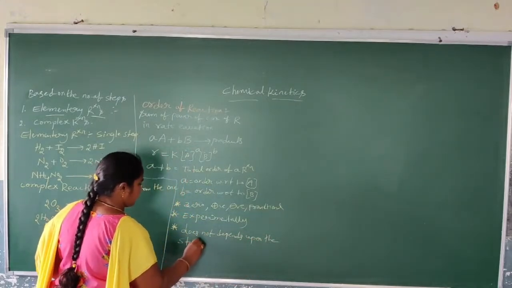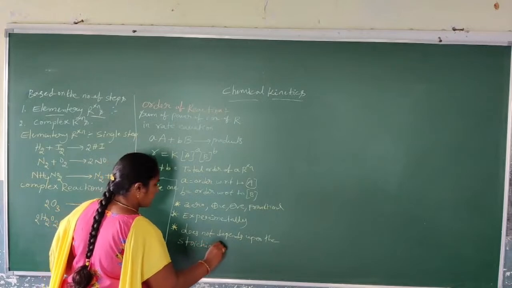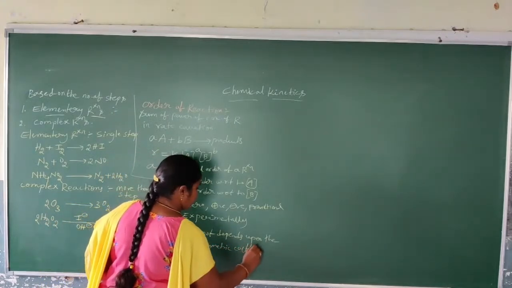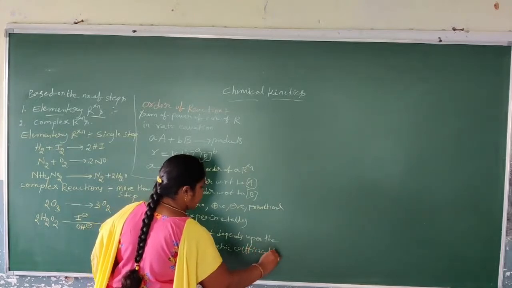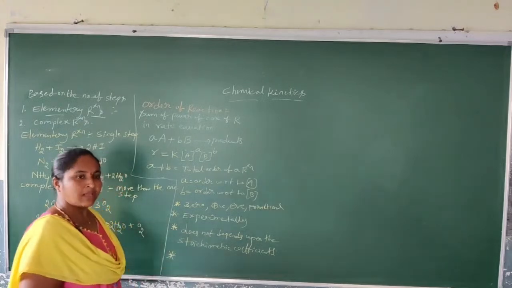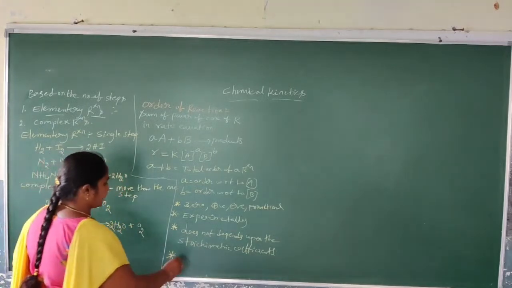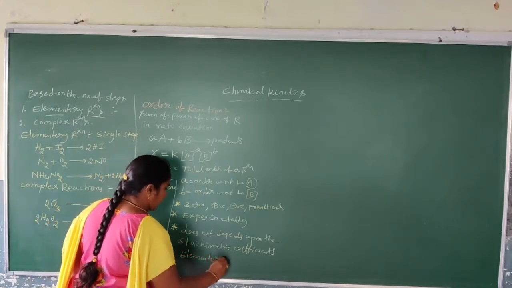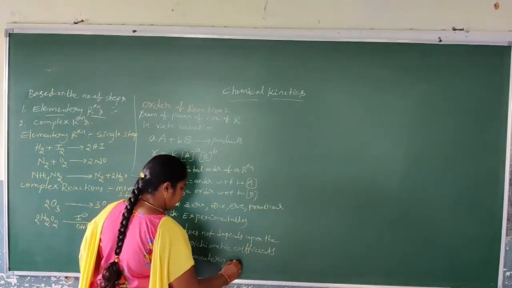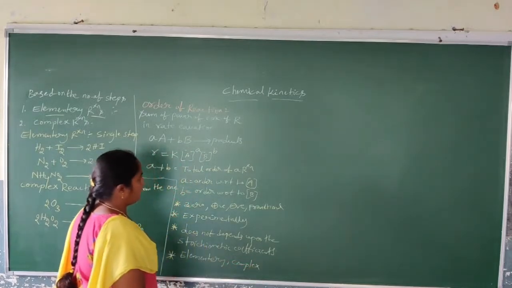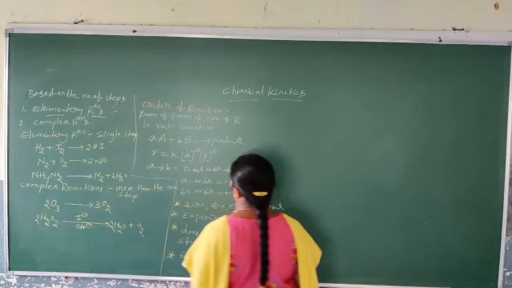It does not depend upon the stoichiometric coefficients in the balanced chemical equation, and order of a reaction is applicable for elementary reactions as well as complex reactions. I will give some examples of how to determine the order of a reaction.